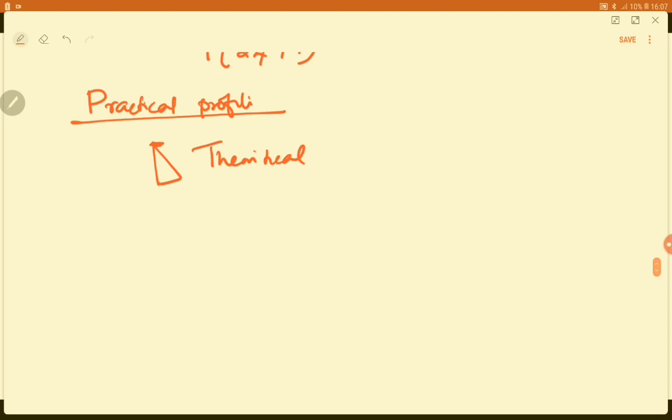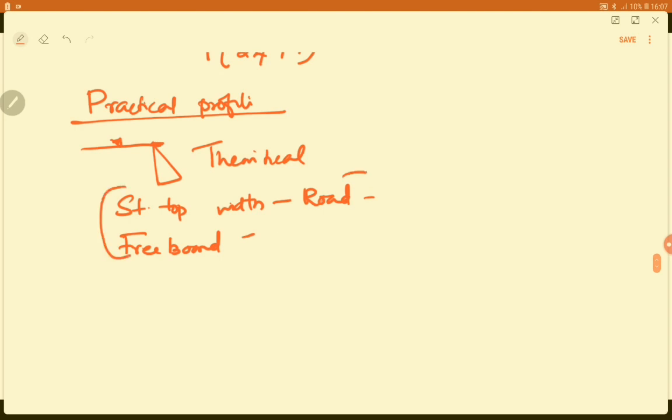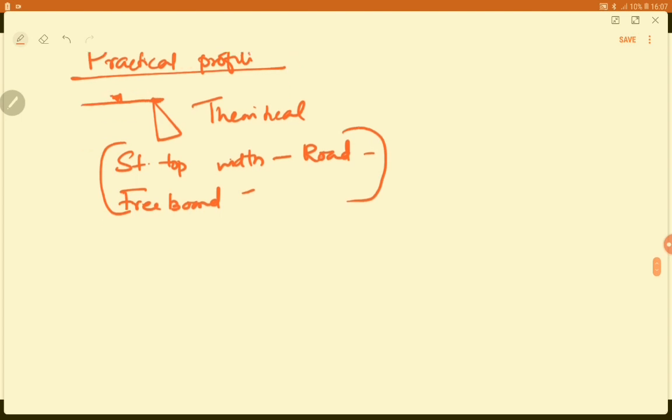So what you have to do? You have to provide a straight top width for the construction of a roadway, and this roadway will be imposing more loads on the structure. And also you need a freeboard. In the case of the elementary profile, the water level and the apex were at the same point, but it's not possible. You have to make sure the dam does not spill over. In that case, you have to provide a freeboard. So these two things will be included into the elementary profile, and then we will get the practical profile.